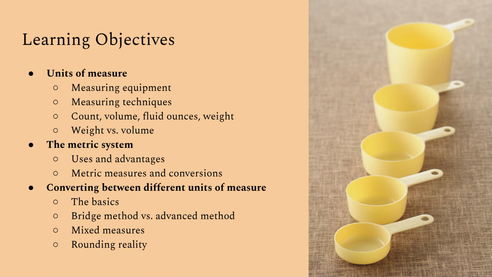We're also going to cover the metric system, including what it is, how to use it, and the advantages of doing so. And we will look at equivalencies between our metric and customary system and learn how to convert between those two. And finally, we will start learning how to convert between different units of measure. I will go over two different methods on how to do so. You can choose which one is best for you. And we're also going to discuss converting between mixed measures and the rounding reality of doing so.